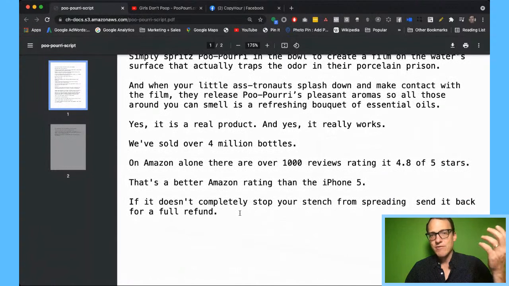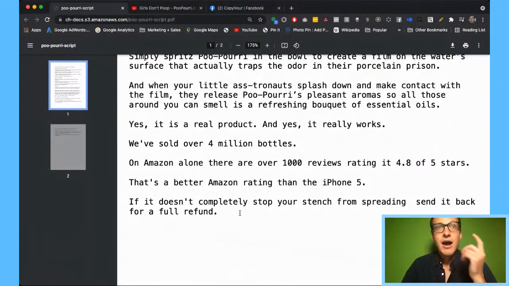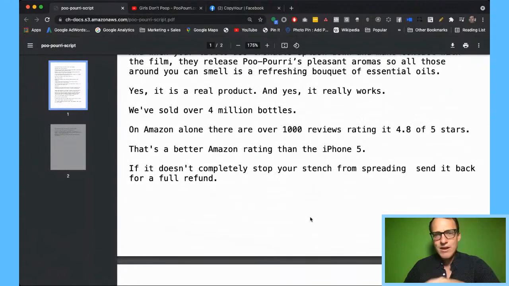And now we're going to have social proof. "It's a real product. It really works. We've sold over 4 million bottles." A lot of this is targeted mostly at women, but as a guy, I still understand the product's value. It can be used by either sex. It's also something you could put in your bathroom, kind of a funny thing to have if guests come over, which guests are allowed to come over these days with COVID relenting, although it might be coming back. "We've sold over 4 million bottles on Amazon. On Amazon alone, there are over 1,000 reviews." So now we've got some social proof.